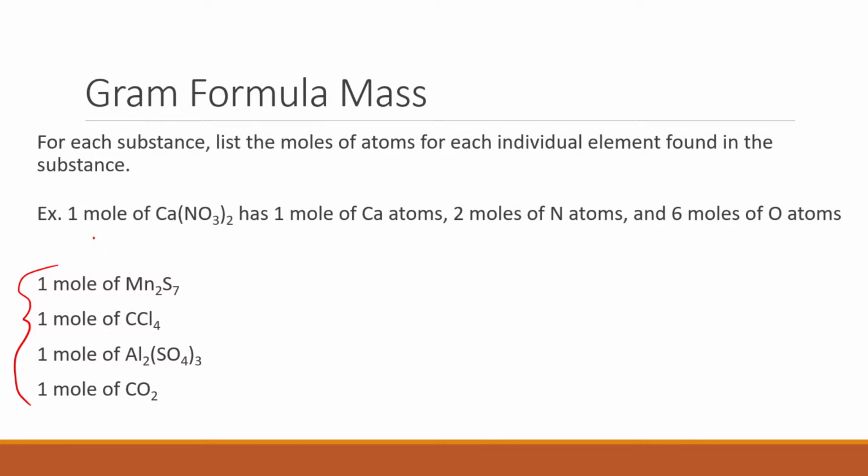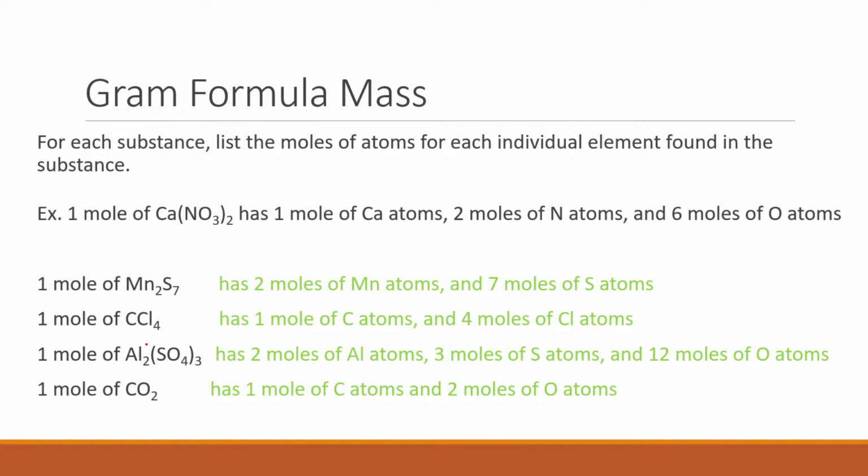When we take apart these 4 substances, we should end up with counts that look like this. For manganese sulfide, we have 2 moles of manganese atoms and 7 moles of sulfur atoms. Carbon tetrachloride has 1 mole of carbon atoms and 4 moles of chlorine atoms. Aluminum sulfate is the trickiest of the bunch here because of the parentheses. We have 2 moles of aluminum, 3 moles of sulfur, and 12 moles of oxygen, because the 3 is going to apply to everything inside the parentheses, right?